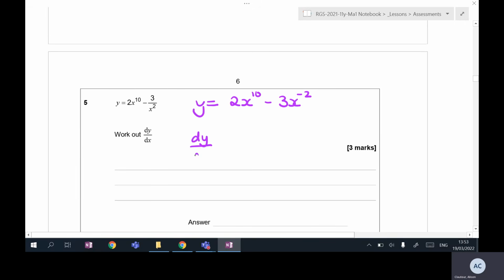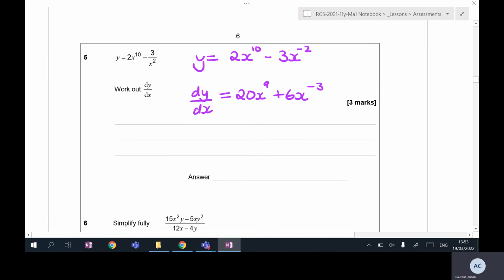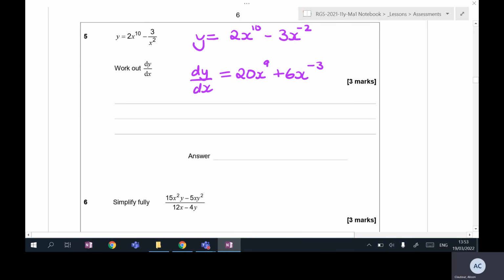So I can now just differentiate by moving the power to the front. So 2 times 10 is 20. And then taking 1 off the power, so to the power of 9. The next one, minus 3 times minus 2 is 6. Take 1 off the power is minus 3. Okay, and there's no expectation for you to put that back. So obviously that means 6 over x to the power of 3. But you don't have to do that. It's unnecessary working. So it's just 20x to the 9 plus 6x to the minus 3.